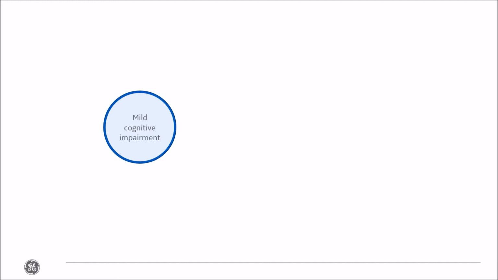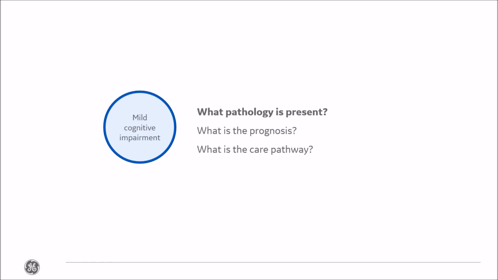Somebody with a mild cognitive impairment won't necessarily go on to develop dementia, but they do represent an at-risk group in whom diagnostic uncertainty is high and who would benefit the most from an early intervention. And the key question to be asked for somebody with mild cognitive impairment is, what pathology is present? Because the symptoms would likely be due to a specific pathology. Knowing the pathology helps one to understand what the likely trajectory is of a patient's symptoms and what the best care pathway is for that patient.